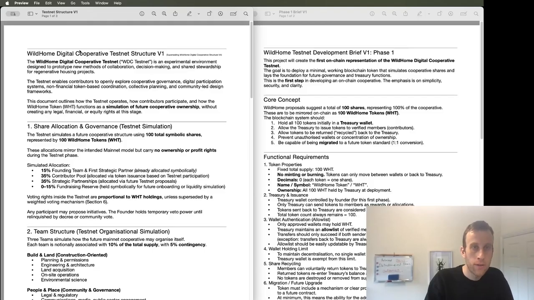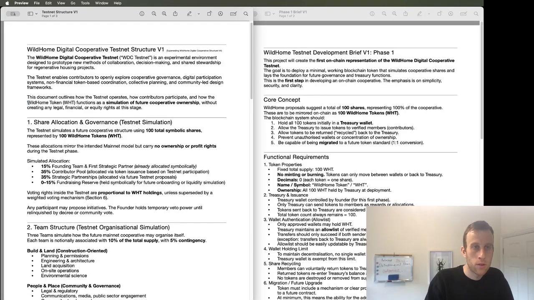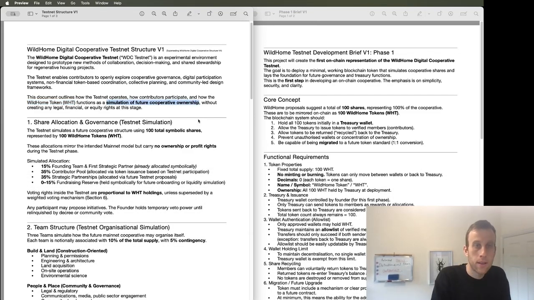It gives an overview of how it works. There's an overview of what it hopes to achieve. It outlines the use of the WildHome token, which is called the WHT. It is a simulation of future cooperative ownership. So token ownership does not represent equity, but if the experiment is successful, then it could be converted or transferred to equity in the organisation. At that point, there would need to be legal agreements put in place to ensure that everything was above board.